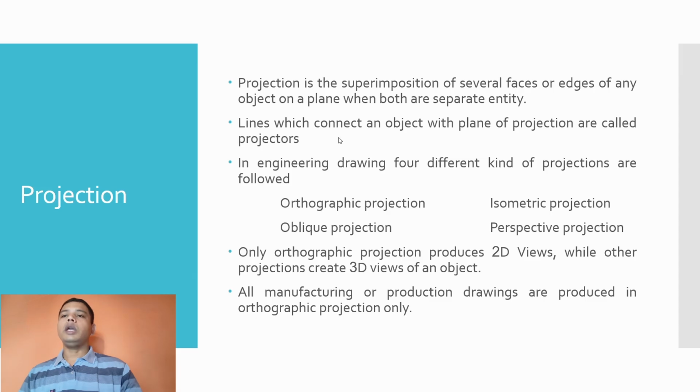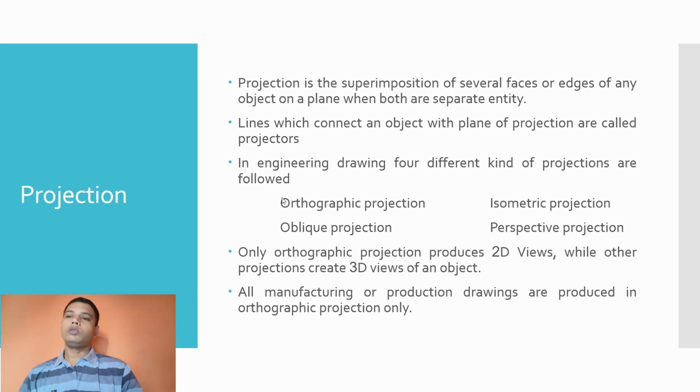Lines which connect an object with the plane of projection are called projectors. That means these imaginary lines, which connect each and every edge or point of the object with the image generated on the virtual plane or plane of projection, are called the projectors. In engineering drawing, 4 different kinds of projections are followed.